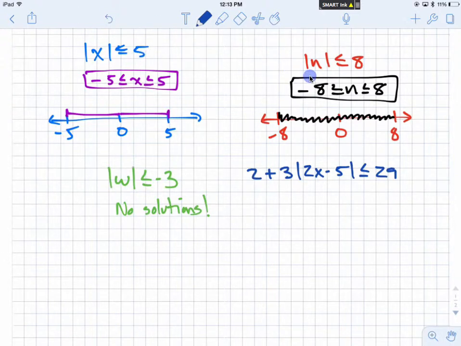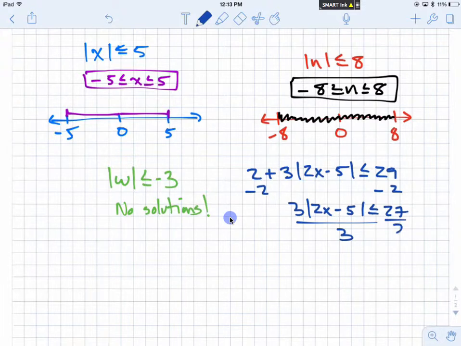But the strategy is actually really similar to what we did with absolute value equations, where the only difference was this is an equal sign. Our first primary goal is let's isolate this absolute value by itself. Let's treat it as an object and isolate it. In order to do that, the first thing I want to do is subtract 2 from both sides of this inequality, yielding 3 times the absolute value of 2x minus 5 is less than or equal to 27.